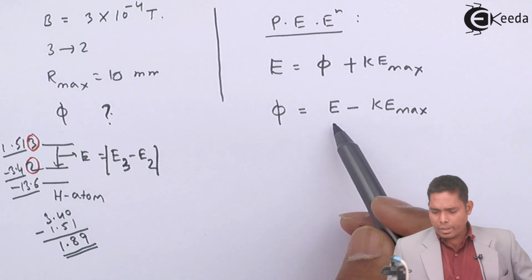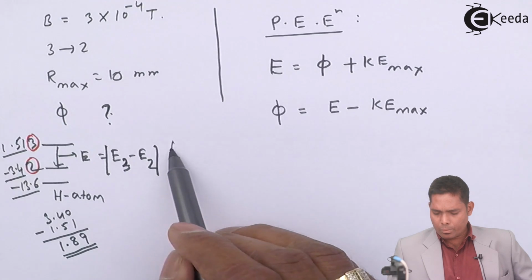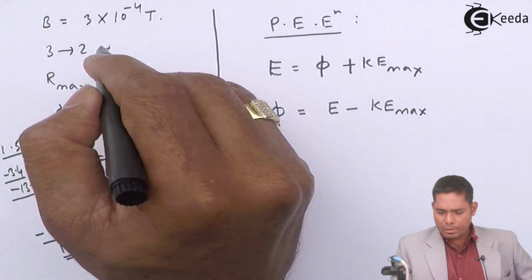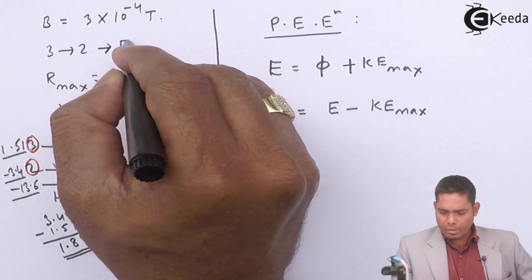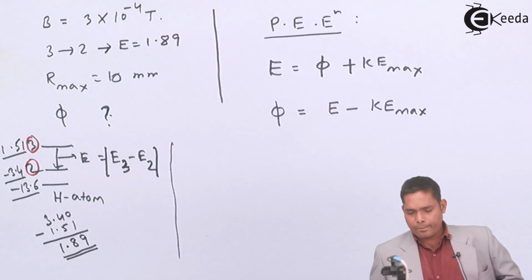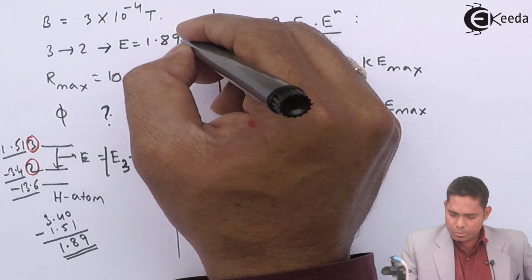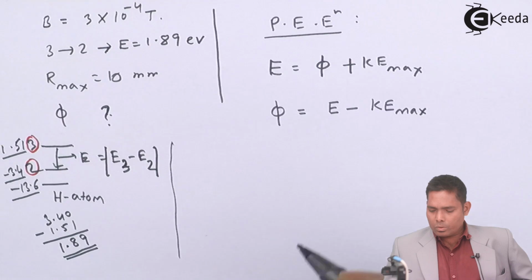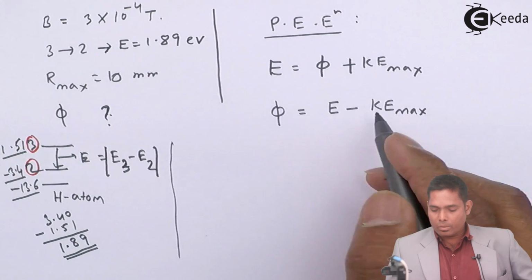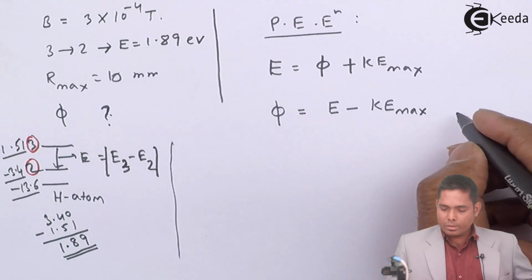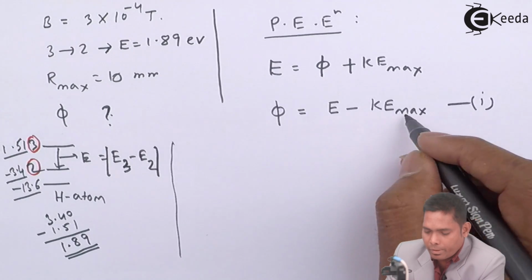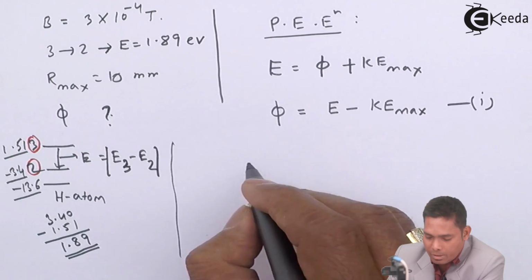So I can substitute this value of E. From here I am getting the E value as 1.89 electron volt. Now I have to write this kinetic energy also in electron volt, then only I can subtract. Now to find in this equation, we have got one value, and we are looking for this kinetic energy maximum.